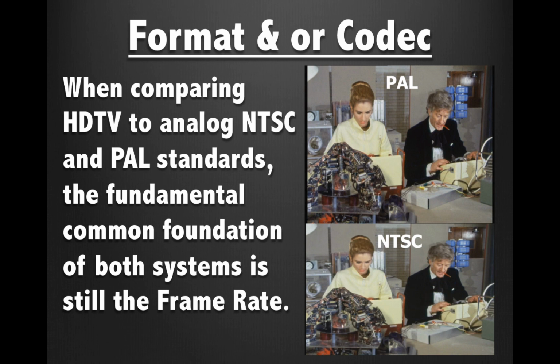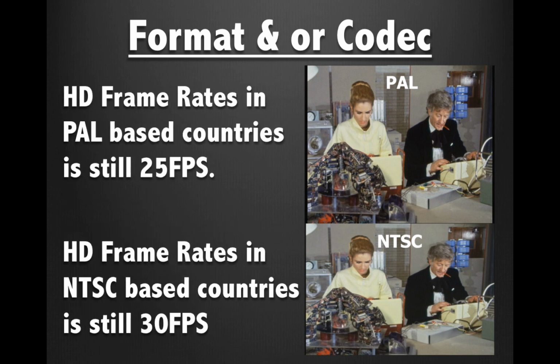When comparing HD TV to analog NTSC and PAL standards, the fundamental common foundation of both systems is still the frame rate. So even though the United States and Europe are both working in digital HD, the difference between PAL and NTSC is not as absolute anymore. The biggest difference is still frame rate. HD frame rates from PAL-based countries are still 25 frames per second, while HD frame rates in NTSC-based countries are still 30 frames per second. So they look the same more or less.